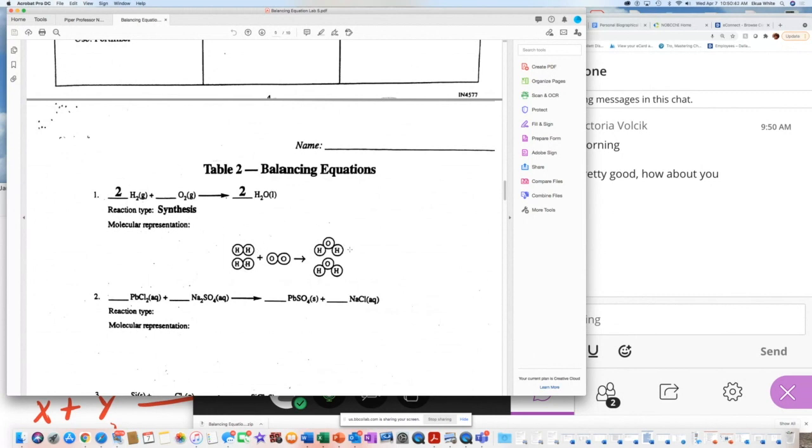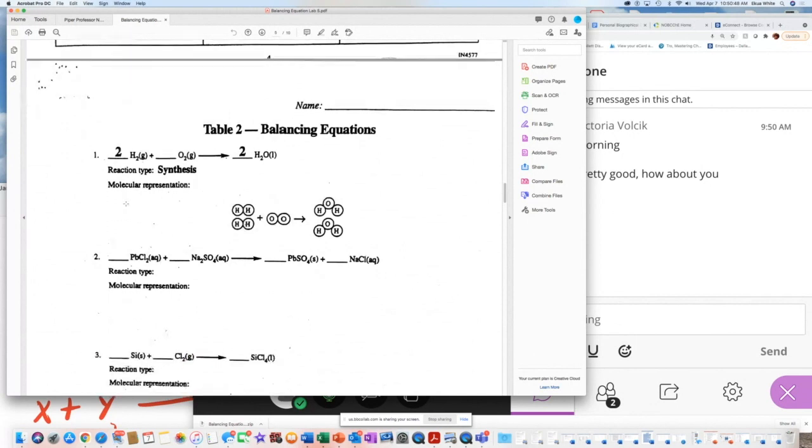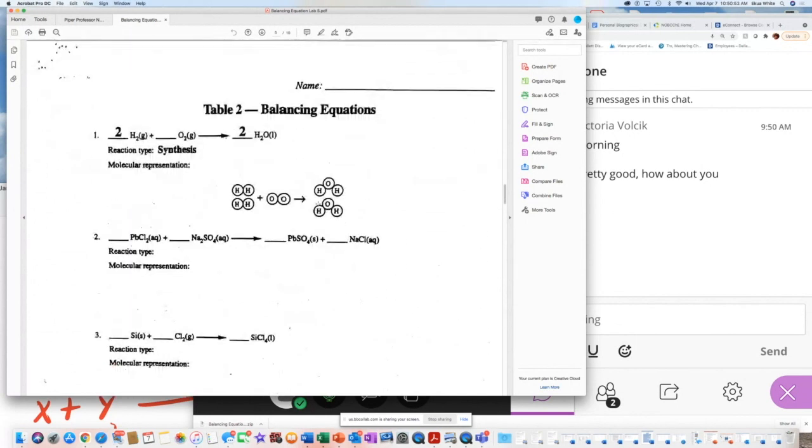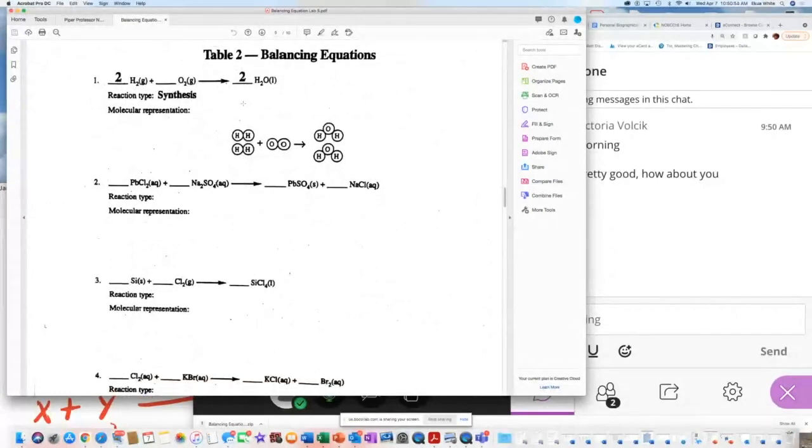The molecular representation helps you to balance the equation, but I showed you a different way of balancing the equation, so that part is unnecessary. So I'll just cover pages 4, 5 and 6. On page 5, we found our first synthesis reaction, right? Element, element, compound. These two are classified as elements, diatomic elements. It's just H twice, O twice, and then H2O, a compound.